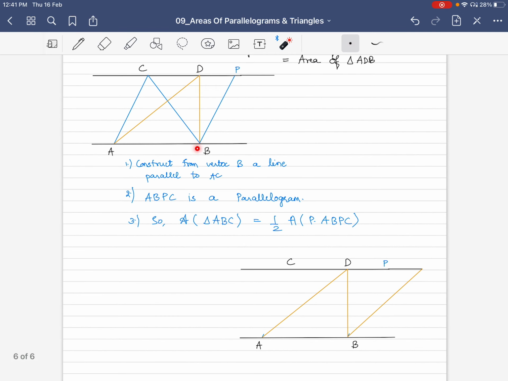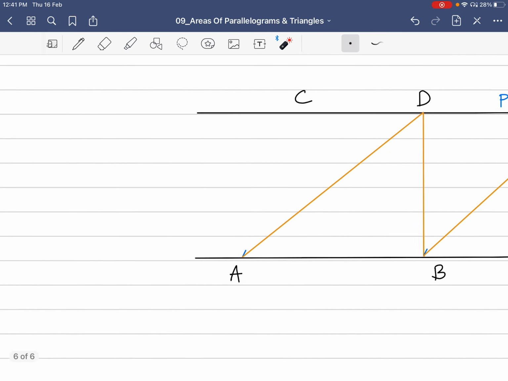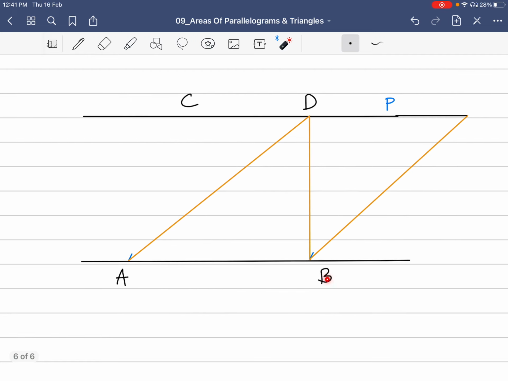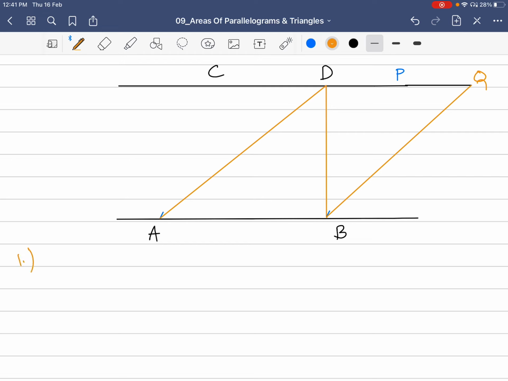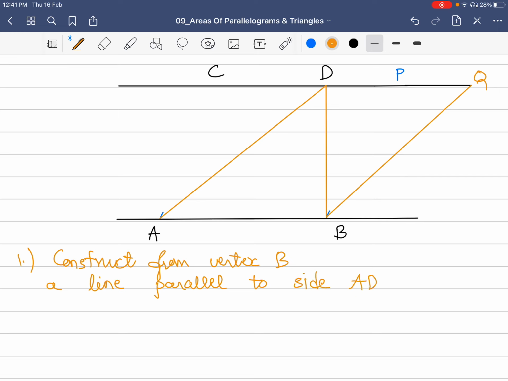ADB is our original triangle, and we have constructed from vertex B a line which is parallel to the side AD, and let's call this point Q. Okay, so let that be my first point, point number 1. Construct from vertex B a line parallel to the side AD.